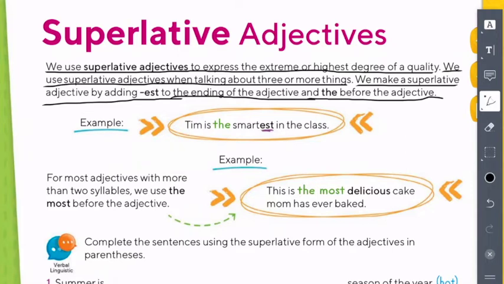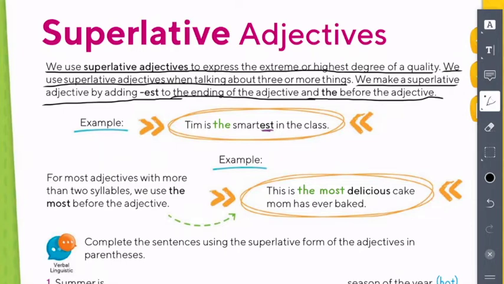Okay? So, smart. How many syllables in smart? Smart. 1. So we add est at the end and we add the at the beginning. The smartest. Perfect. Simple. Example number 2.